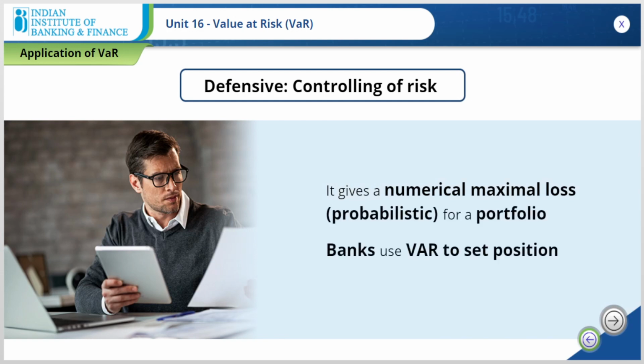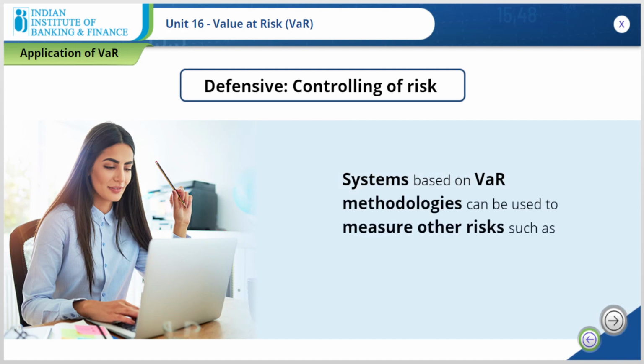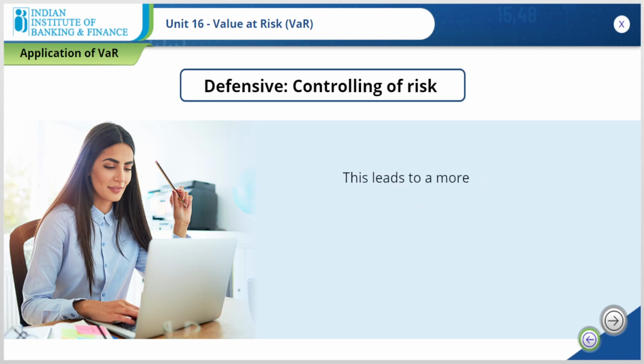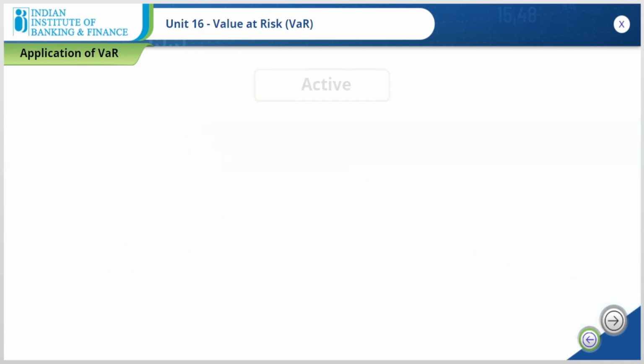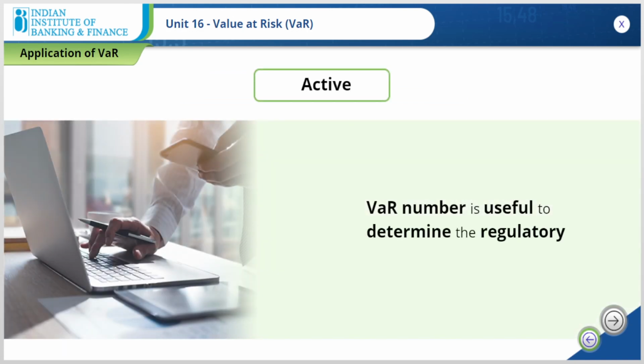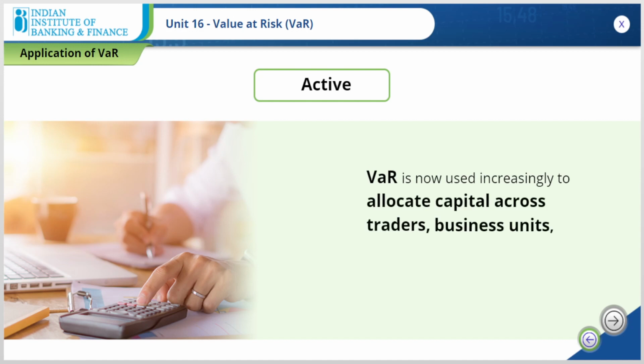Banks use VAR to set position limits for traders and business units. Systems based on VAR methodologies can be used to measure other risks such as credit, liquidity, and operational risks. This leads to a more integrated approach to the management of different kinds of risks and to better budget planning and strategy. VAR number is useful to determine the regulatory required capital for banks' exposure to risk. VAR is now used increasingly to allocate capital across traders, business units, products, and even the whole institution.